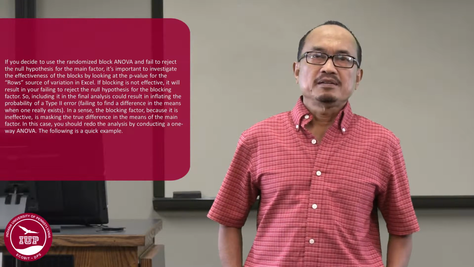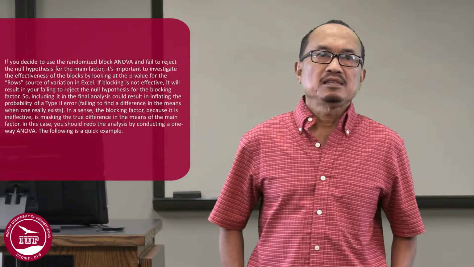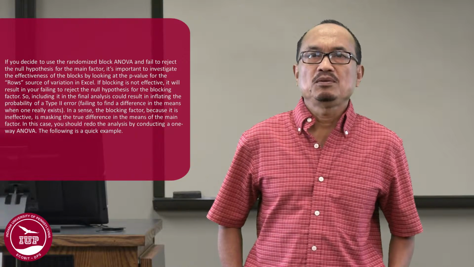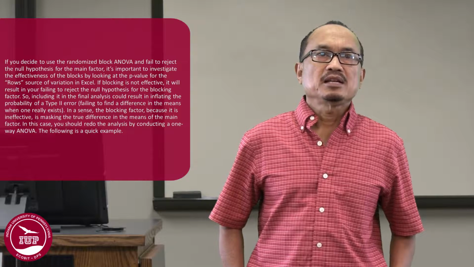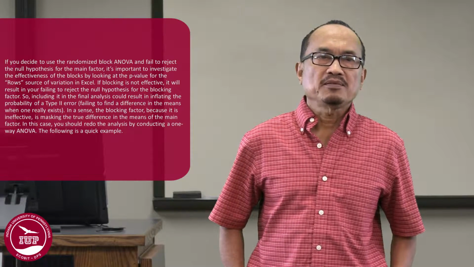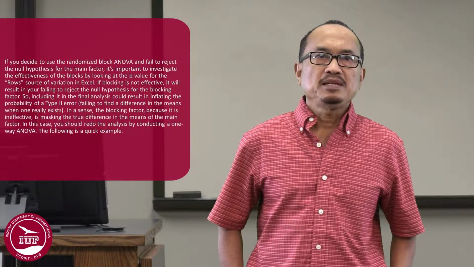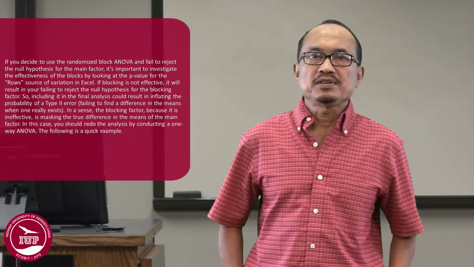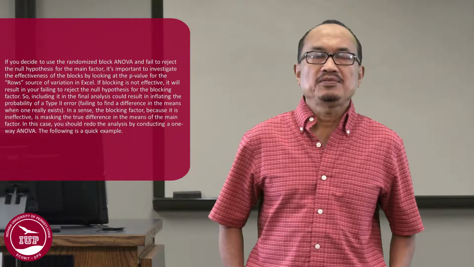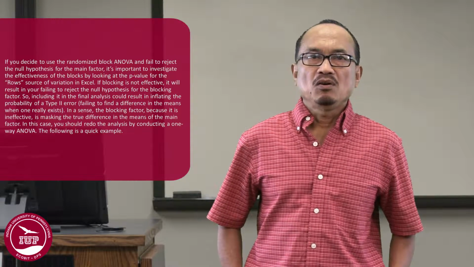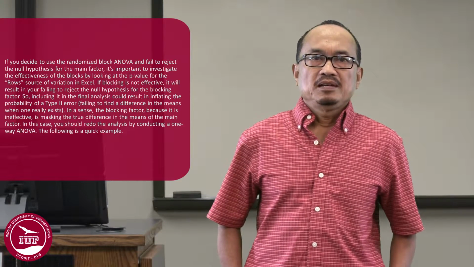If you decide to use the randomized block ANOVA and fail to reject the null hypothesis for the main factor, it's important to investigate the effectiveness of the blocks by looking at the p-value for the rows source of variation in Excel. If blocking is not effective, it will result in your failing to reject the null hypothesis for the blocking factor. So, including it in the final analysis could result in inflating the probability of a type 2 error, or failing to find a difference in the mean when one really exists. In a sense, the blocking factor, because it is ineffective, is masking the true difference in the mean of the main factors. In this case, you should redo the analysis by conducting a one-way ANOVA. The following is a quick example.